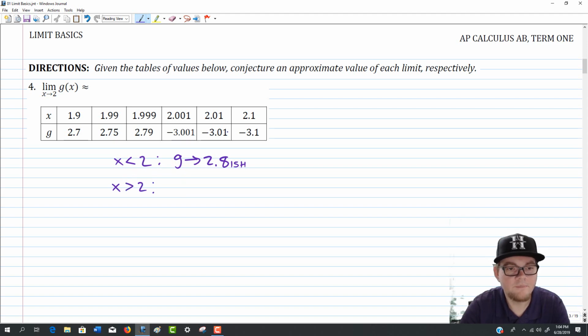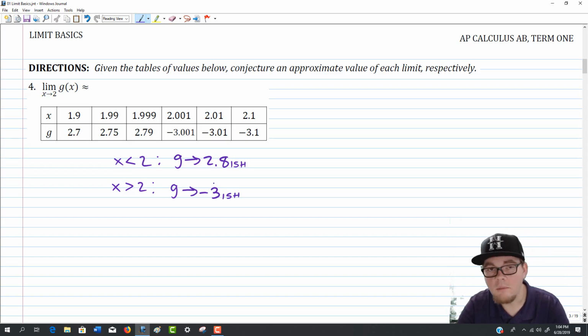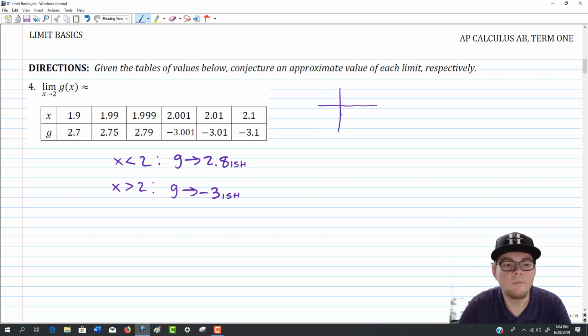On the right side, as we approach 2, it looks to me like we're going negative 3.1, negative 3.01, negative 3.01. It looks to me like g is approaching negative 3-ish. Now that's a problem, because that means that on one side we're approaching a positive number, on the other we're approaching a negative number. In other words, if we try to picture what this graph might look like at 2, we have from the left that g is approaching 2.8, and then from the right that g is approaching negative 3.